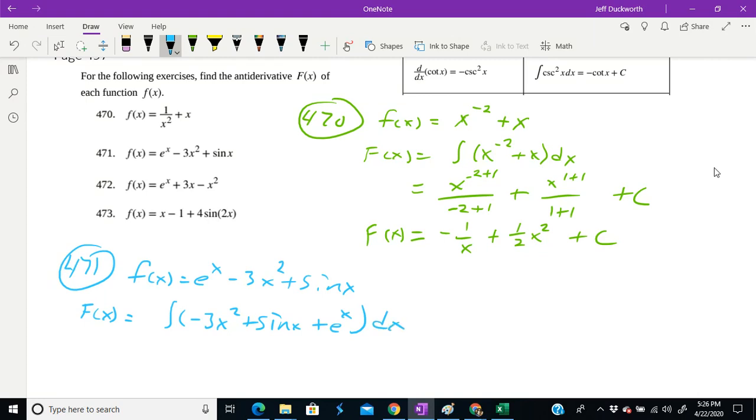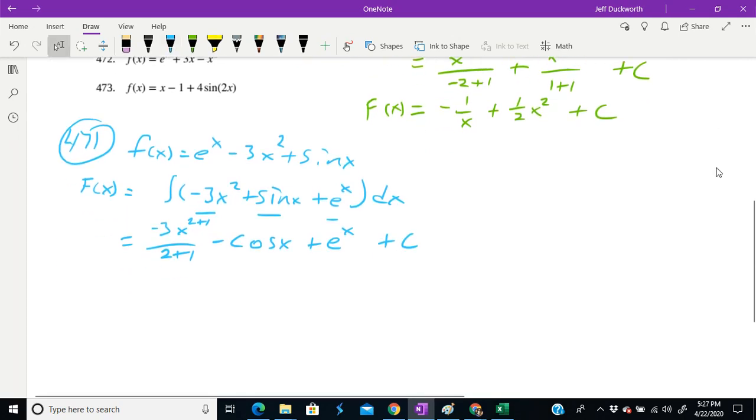Okay, so we have three individual integrals. That will do. Again, the sum of the integrals is the integral of the sum. So the first one's our normal power rule, which is going to be negative 3x to the 2 plus 1 over 2 plus 1. All right, so the derivative of cosine is negative sine, so the integral of sine will be negative cosine of x. And the integral of e to the x is just e to the x, because the derivative of e to the x is e to the x. And this is b plus e to the x, and then plus some c.